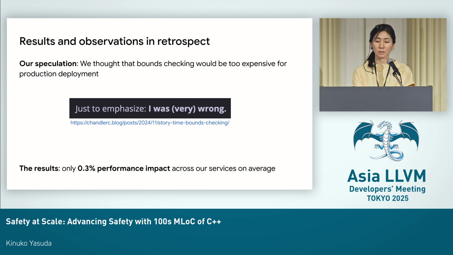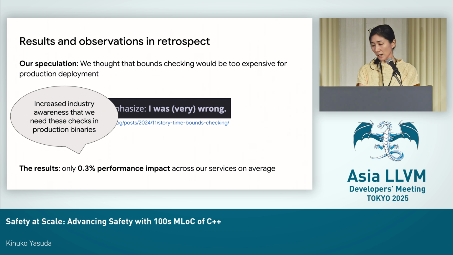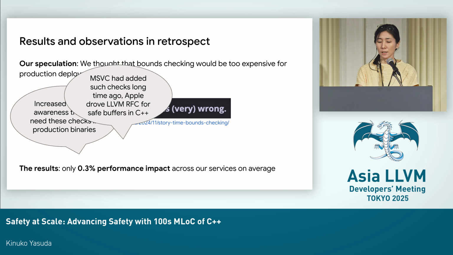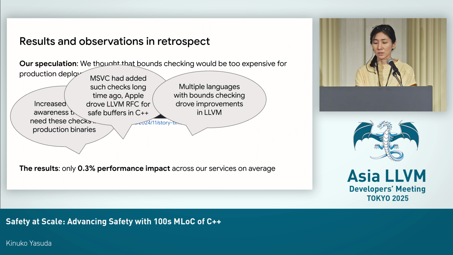Now we look back after it all happened. This was actually not that surprising between back then and now. Industry awareness has grown to have these checks more commonly in production binaries. Actually, MSVC had introduced such checks a long time ago, and others started to follow. LLVM is also used by multiple languages that have bound checking, which helped LLVM evolve further.